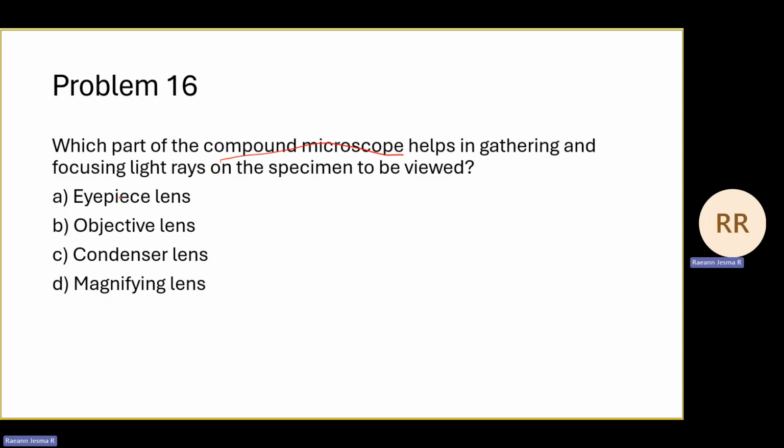So what is an objective lens? An objective lens is present in the compound microscope, and it will provide a real inverted image of the sample. So this will provide the first step of magnification. Depending on the power of the objective lens, if the objective lens has higher power, then the magnification also will be higher.